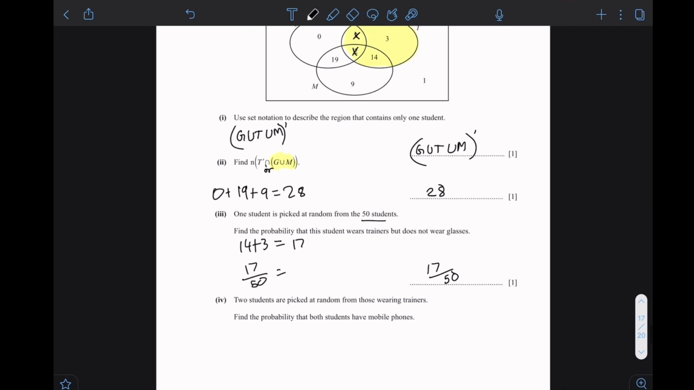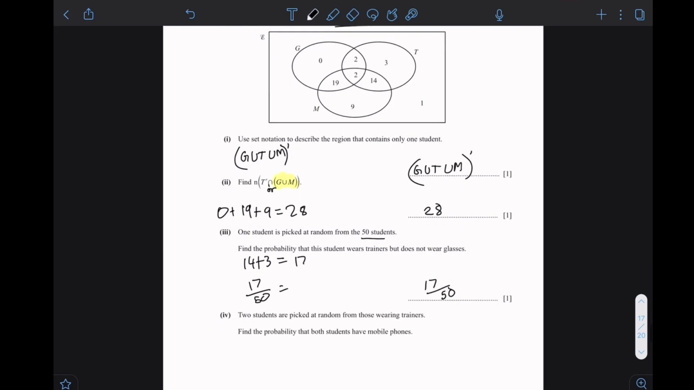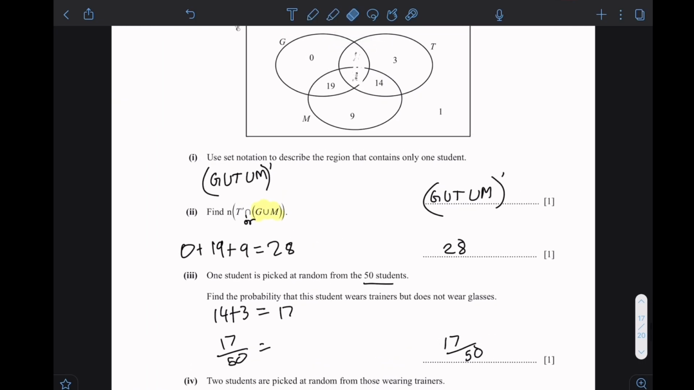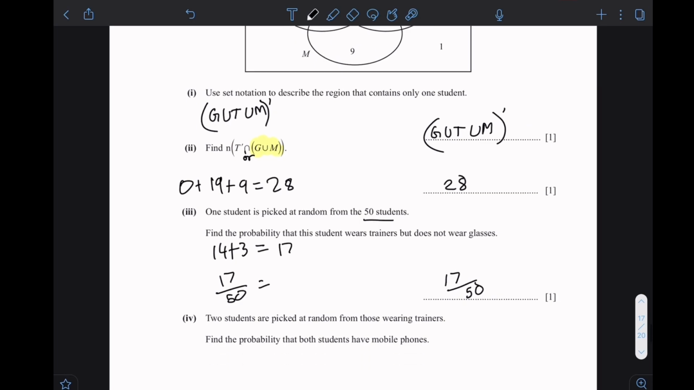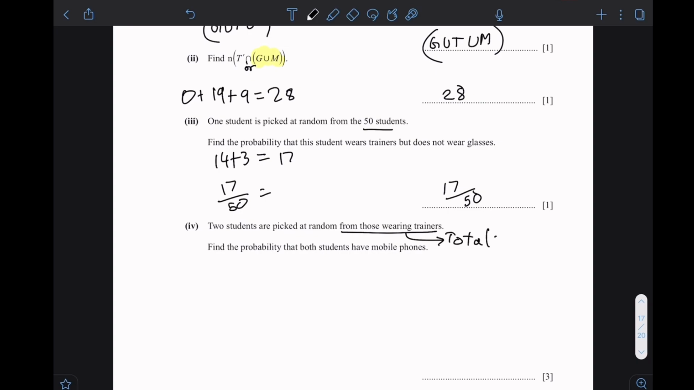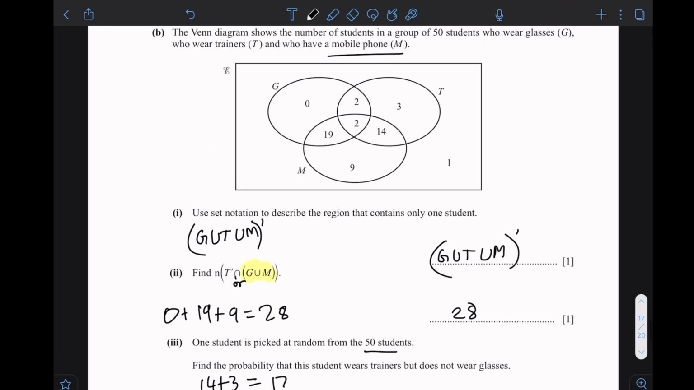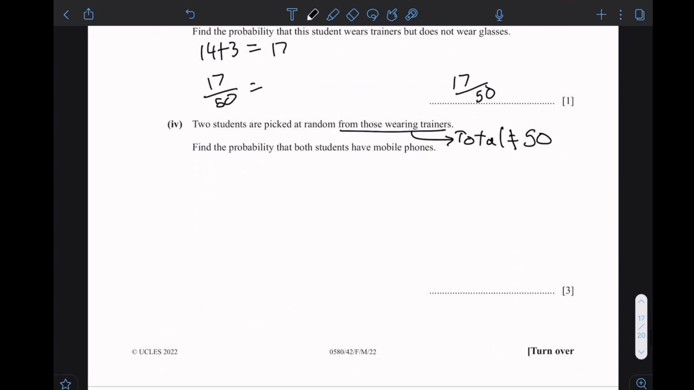Two students are picked at random from those wearing trainers, find the probability that both students have mobile phones. So now, this time the total outcome is not 50. Let me tell you that. It is actually 14 plus 3 plus 2 plus 2, which is equal to 21. The correct answer is 21.